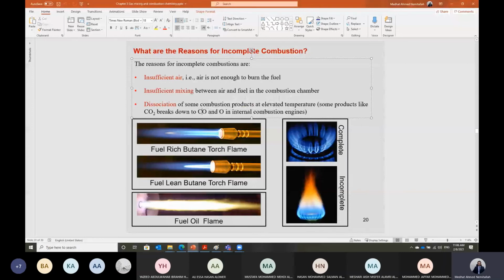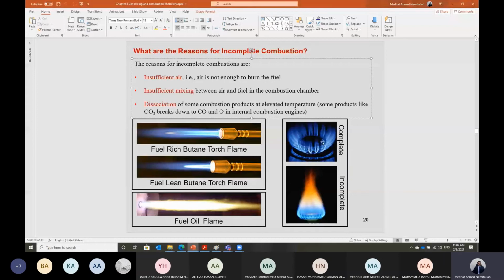Usually, in case of incomplete combustion, you will have a reddish flame, due to the existence of carbon monoxide and soot. But if it is like the stove at your home and the flame is blue, that means we have complete combustion. You can control the shape of this flame. Even if you have a stove working with gaseous fuel at your home, you can control the fuel flow rate in order to control the shape of the flame.